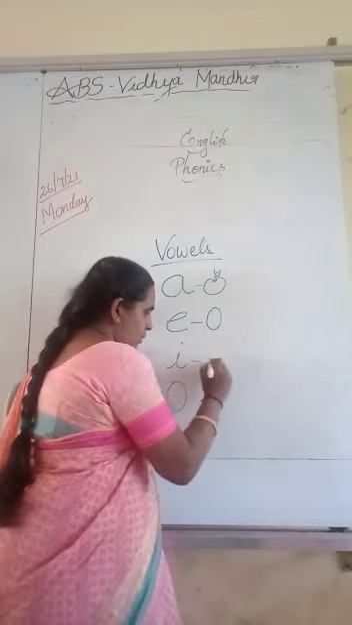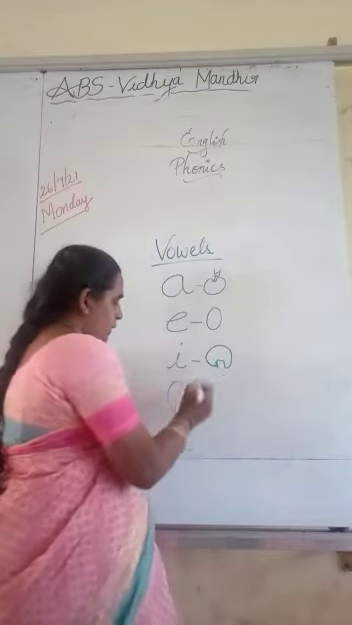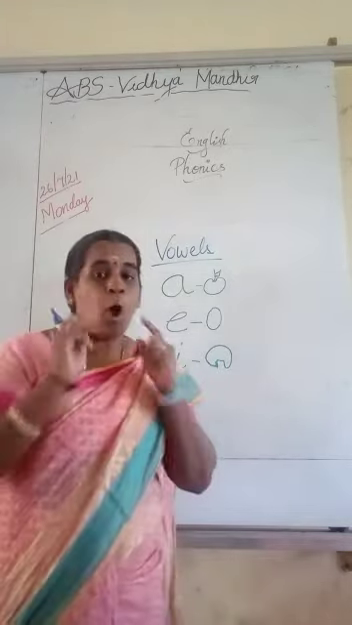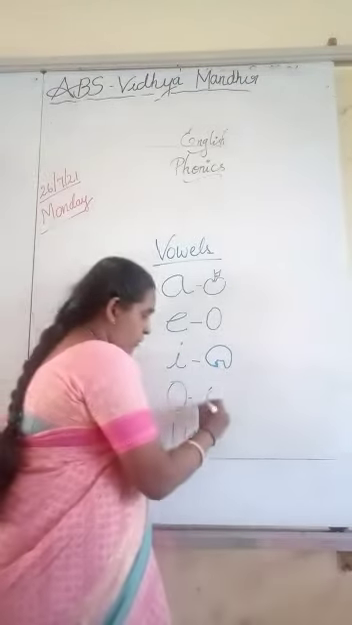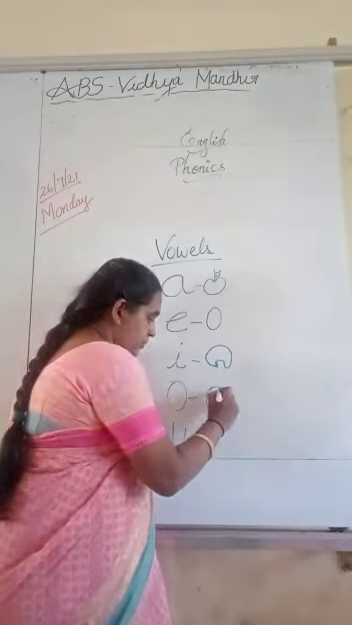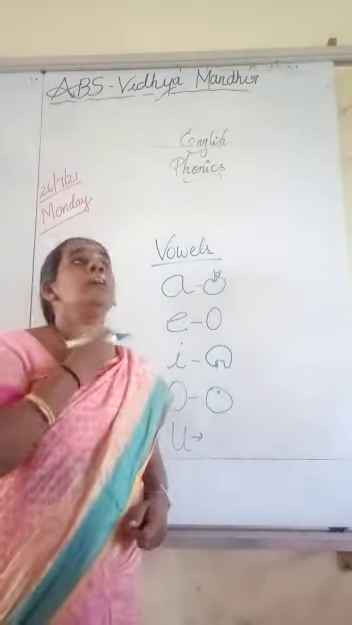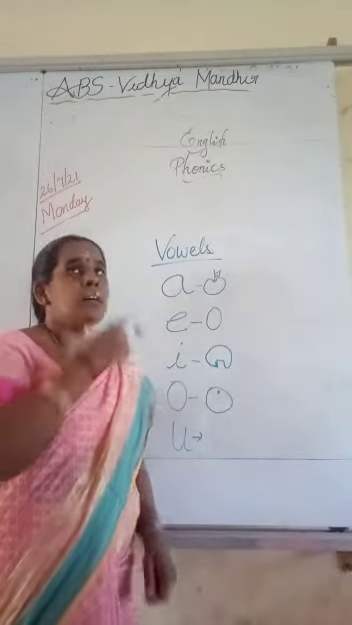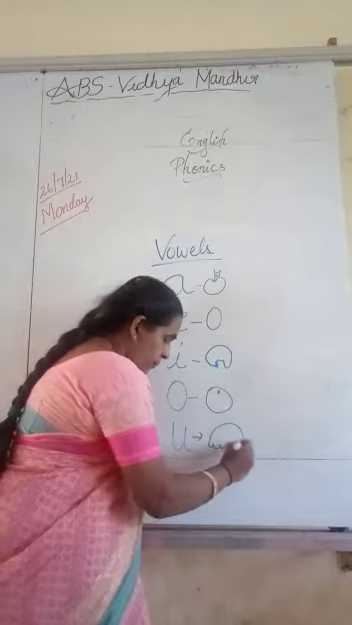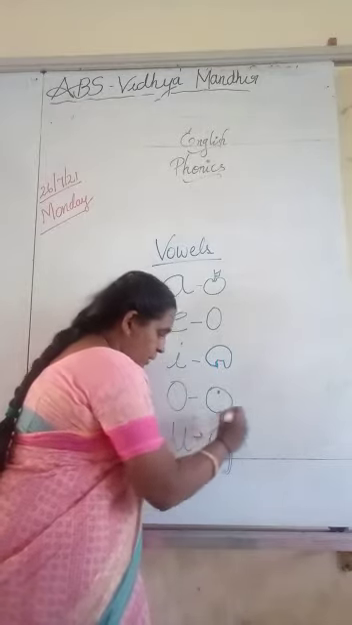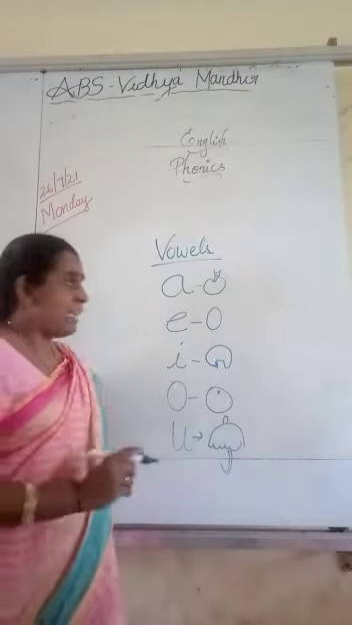Then O, orange, and U, umbrella. How to remember the U letter? Remember umbrella. Okay, these are the five vowels in the English language.